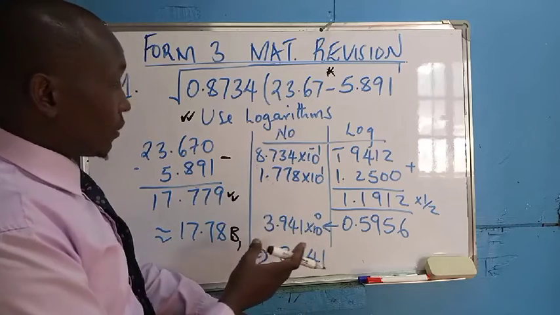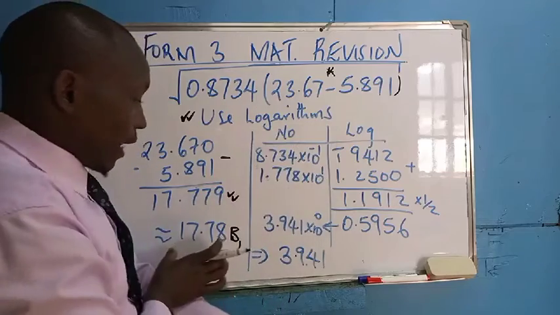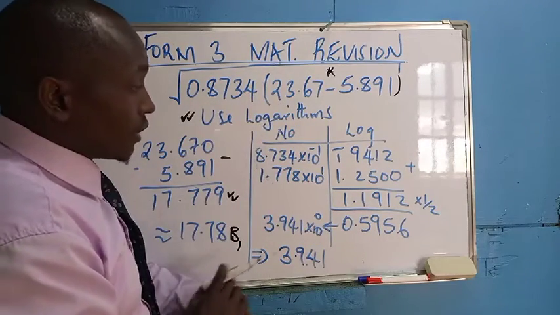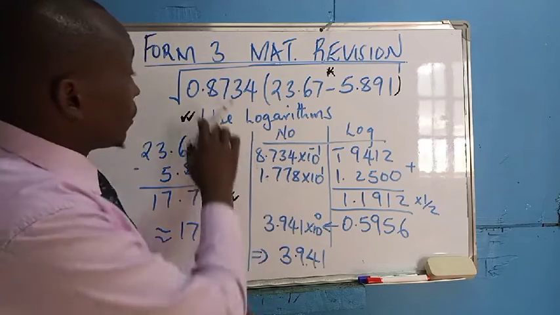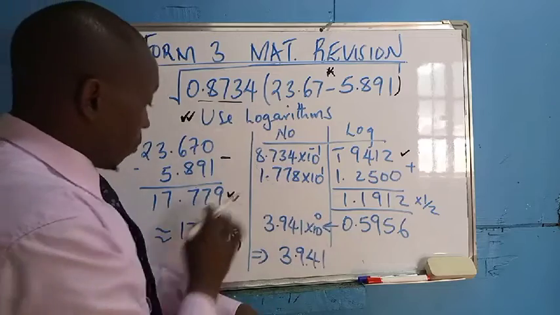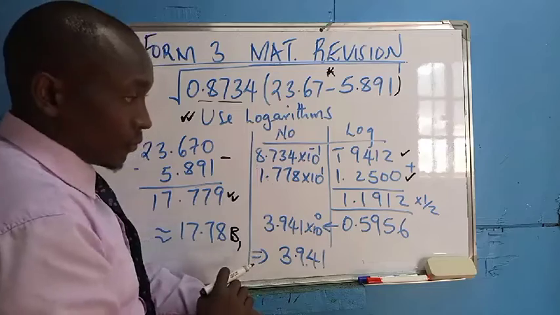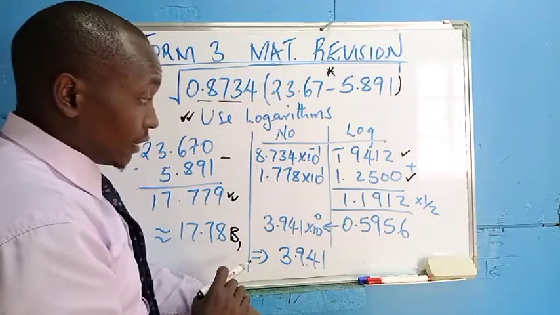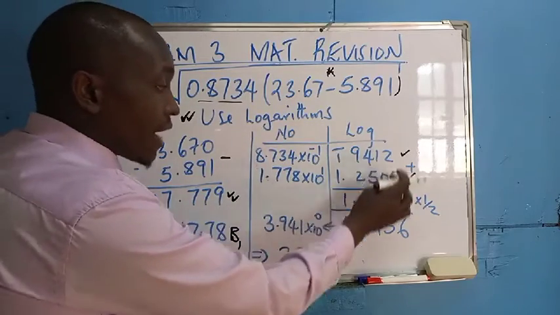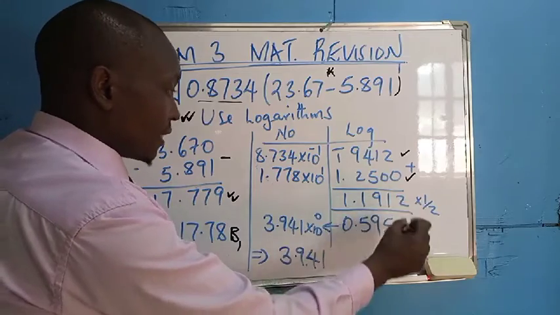Then the student goes ahead to multiply whatever is in the bracket by the number outside. I write down the logarithm of this number in standard form, and the logarithm of my new number. Then, since I'm multiplying, I add the logarithms, and by adding, I get this.